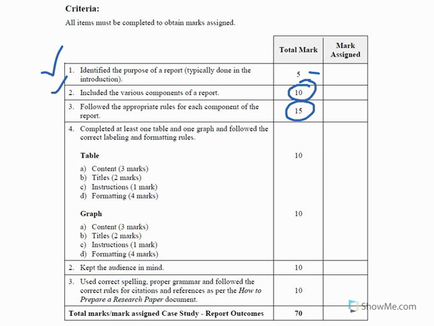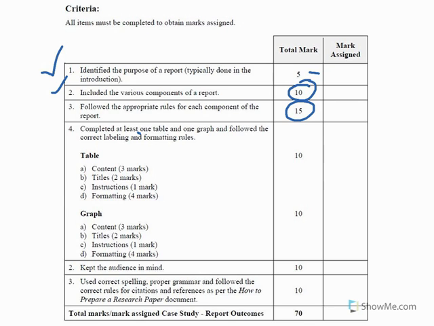Up next, with 15 marks, you need to include the appropriate rules for each component. So that means, are you completing the appendix how an appendix should be done? In the methodology section, are you going over the stats? Are you talking about physician service? Things like that. So do you understand what each component of the report means? So that's how you're going to be graded.